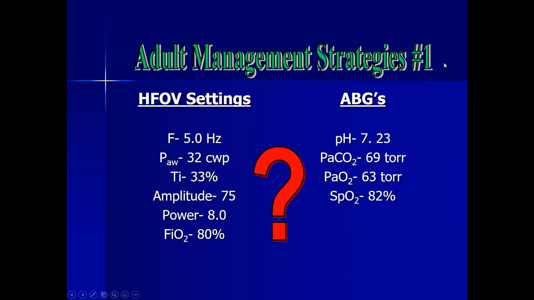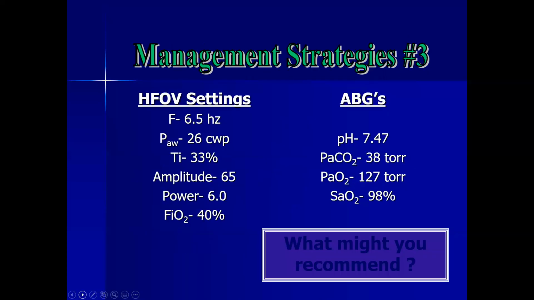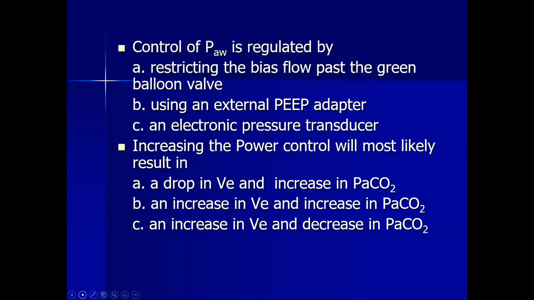So going through these scenarios, I'm going to skip, because you already know that to change the CO2, it's going to be your amplitude. To change oxygenation, it's going to be your mean airway pressure and your FiO2. Always check your chest x-ray also to make sure that your mean airway pressure is set where it's supposed to be. Just want to get to jet ventilation because I said we would be done at 4 and it's getting closer.